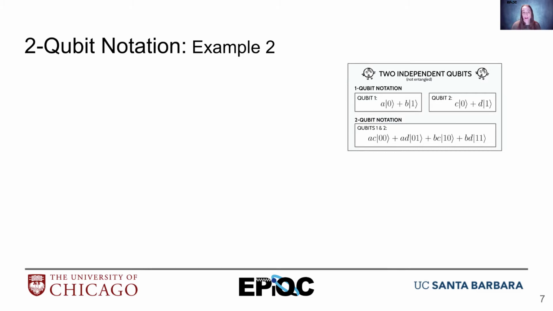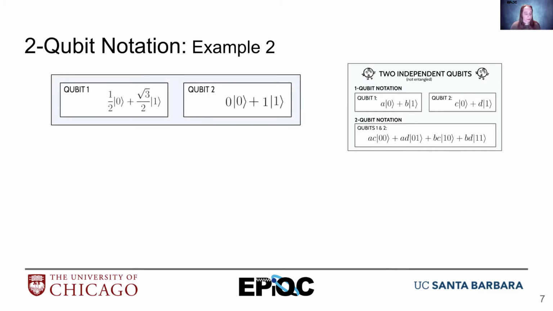Okay, so let's do another example to practice putting something into 2-qubit notation. So you have your first qubit and your second qubit, and I urge you to pause the video at this point and try to do this on your own, and then restart the video and we'll do it together.